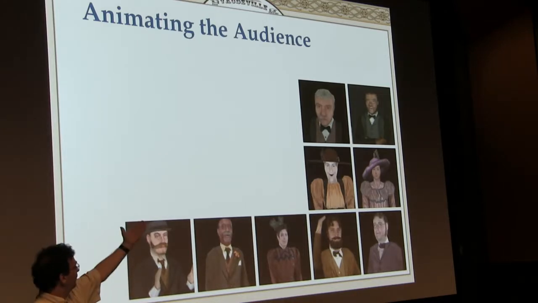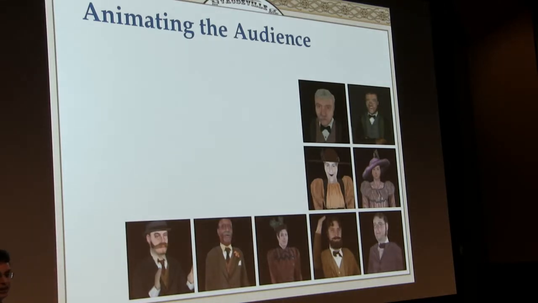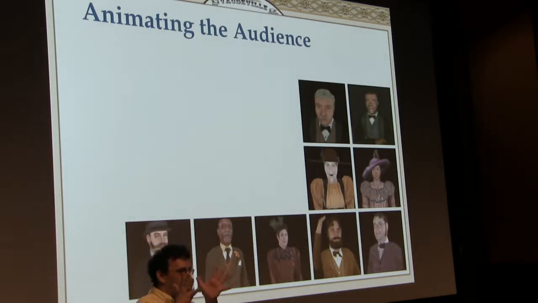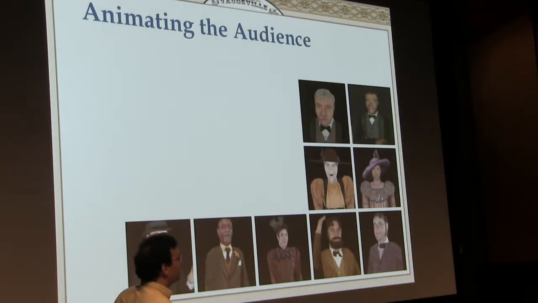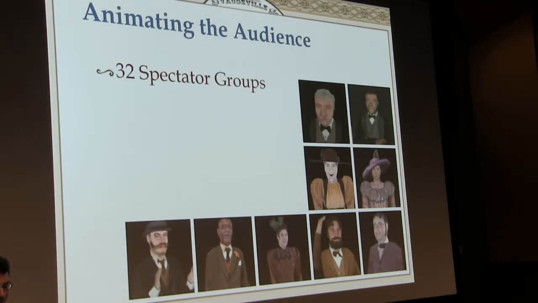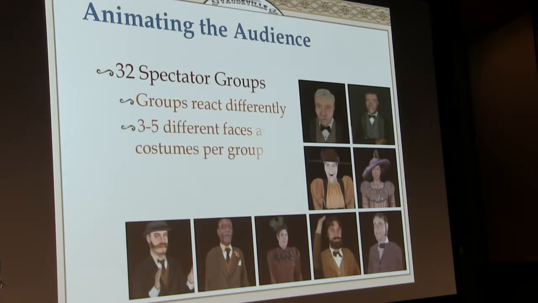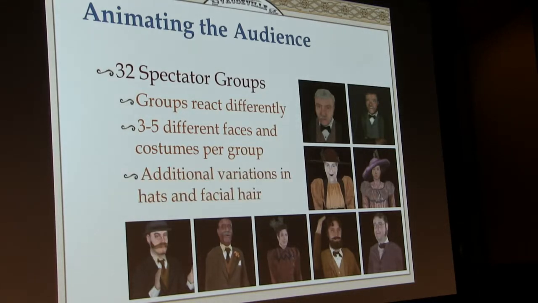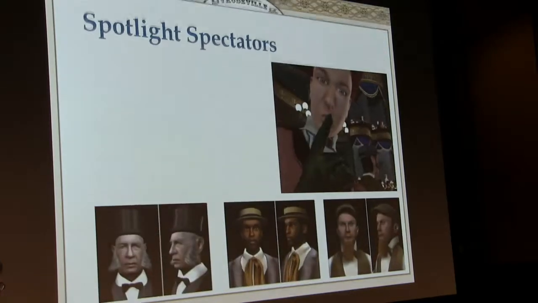So there are just some examples of the audiences. Those are super simple models, really crude, in order to animate them. But with the photographic texture, particularly because you're not zooming in on them, they work pretty well. They did their job. As I said, each group reacted differently, and then we had 3 to 5 different faces and costumes per group. So if you do your math, 3 to 5 times 32 is the difference. And then variations of hats and hair and beards.